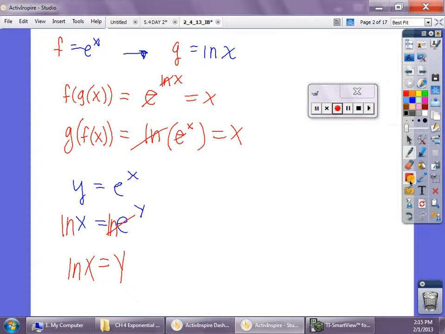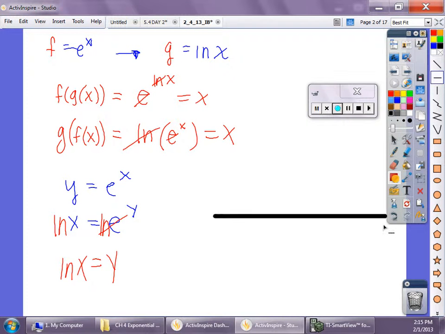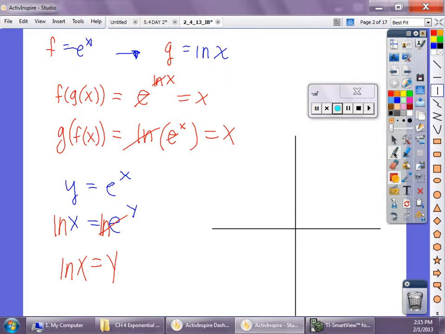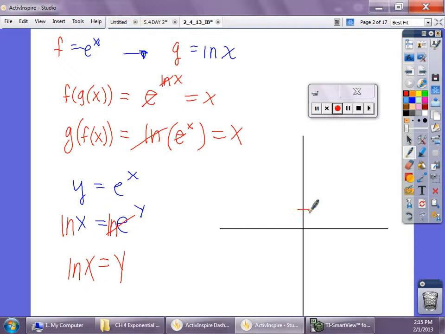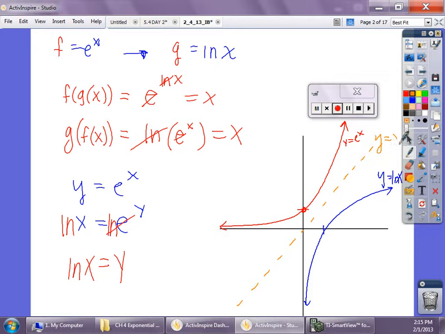Next thing I can also show you is graphically. Oopsie, wow, that's a really thick line. Graphically, I'm going to take the point 0, 1, and that's y equals e to the x. 0, 1, switch the x and y's, you get 1, 0, and that is the ln of x. And how are they related graphically? They are reflections across the line y equal to x.